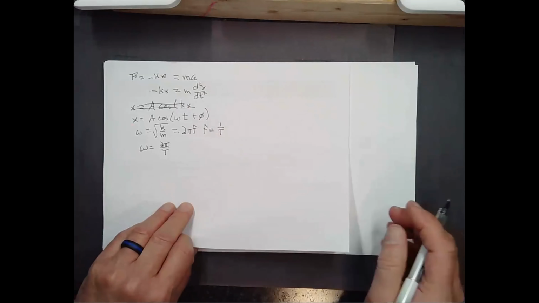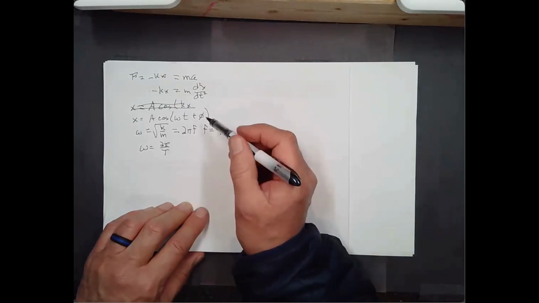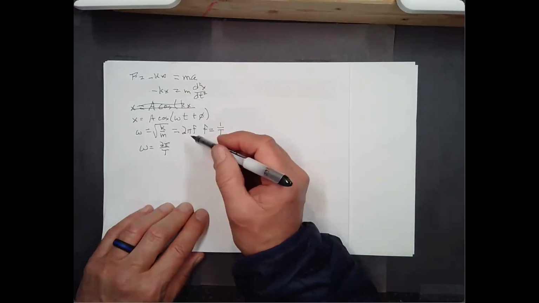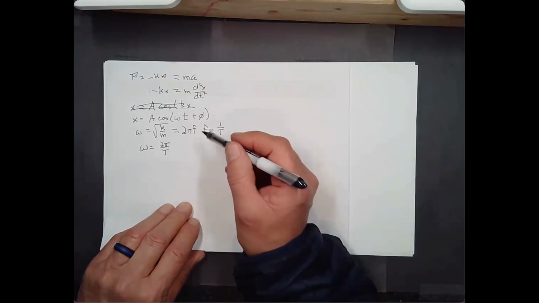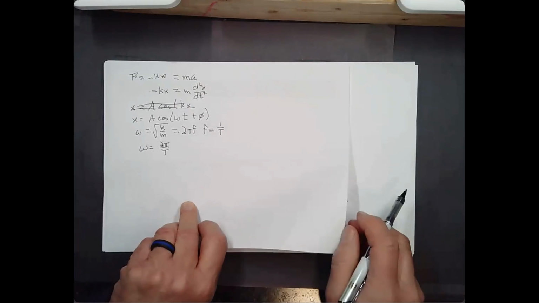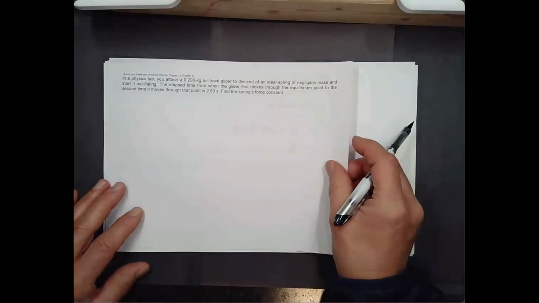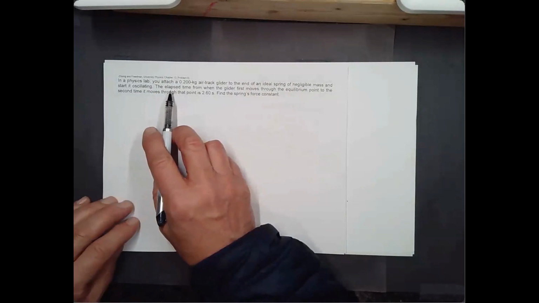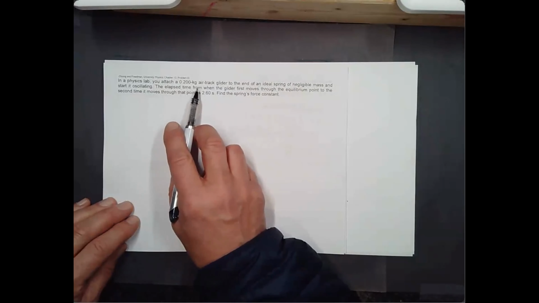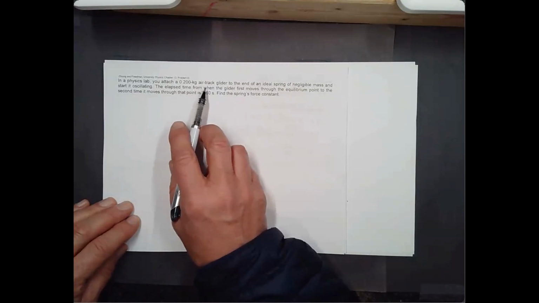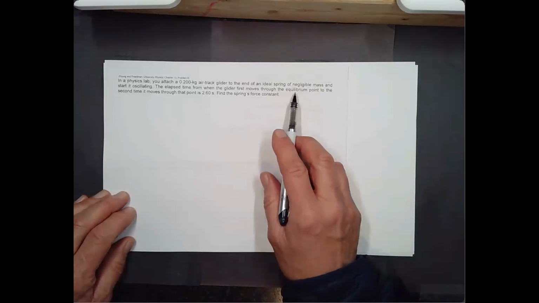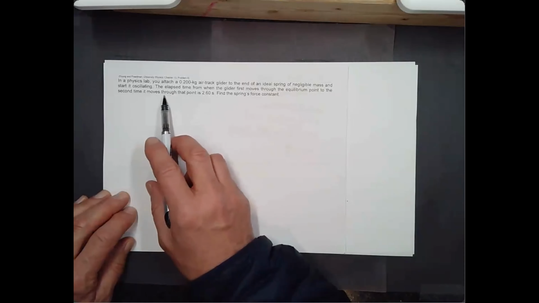I'll do a few problems that are fairly simple with respect to this. Then we're going to start considering energy in this behavior and see what comes out of that. So the first problem is out of the textbook we're using this quarter. In a physics lab, you attach a 0.200 kilogram air track glider to the end of an ideal spring of negligible mass and start it oscillating.